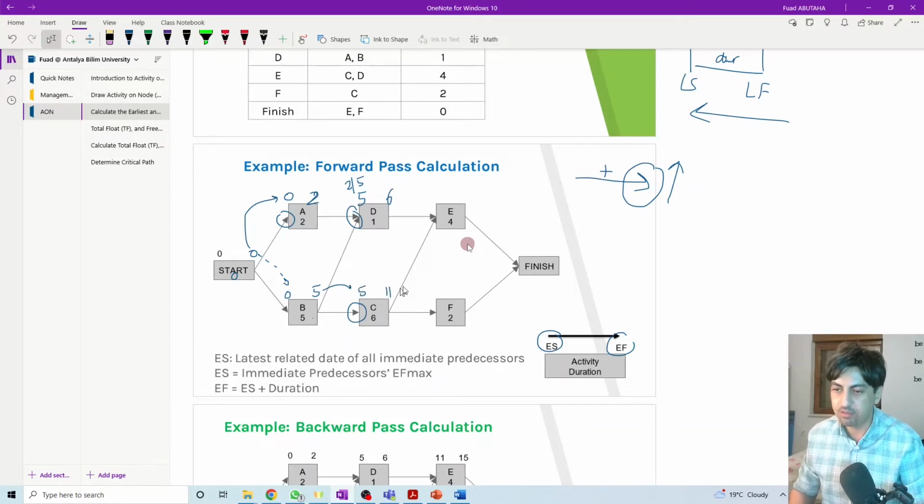5 plus 6, 11. Here, how many options? We have two heads of the arrows, one coming from here and one coming from here. So we calculate for both and select the highest. It can be either 6 from this side or 11 from the C side. We select the highest. 11 plus 4, 15. Here, how many options? We have only one head, so it can have only one option, which is 11. 11 plus 2, 13. Here, how many options? Two options, so it can be either 15 or 13. We select the 15, which is the highest. The finish activity has 0 duration, so 15 plus 0, 15.